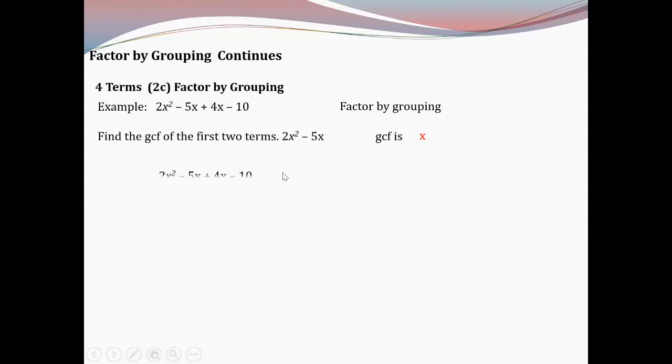Another example, we have 2x squared minus 5x plus 4x minus 10. So again, we only start with the first 2 terms. Factor by grouping. Find the GCF of the first 2 terms, which is 2x squared minus 5x. What do these 2 terms have in common? It's going to just be x. Okay. So I'm going to factor out the x. What's left? 2x minus 5, because x times 2x will give you 2x squared, and x times negative 5 will give you negative 5x. Now here's where I do the modification.